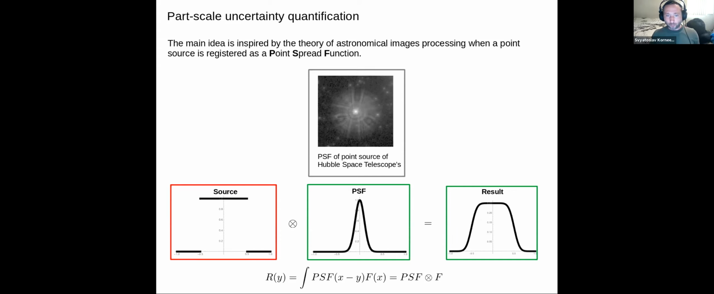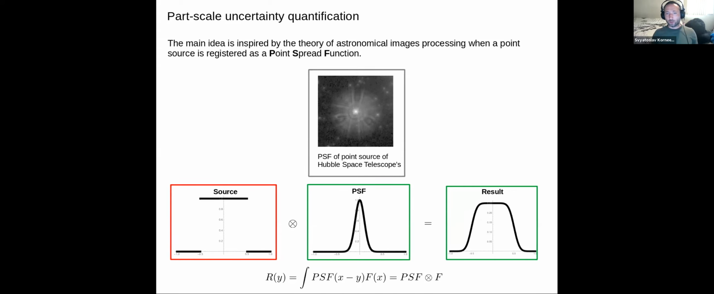If you have not a point source but an extended source, and you have a blurring effect, this is mathematically described by a convolution. The bottom figures show how convolution works. If you have an extended source of light, or an extended function, and you have a point spread function in the middle and perform the convolution, you can see the result on the right. You can see that the function is smoothed out.